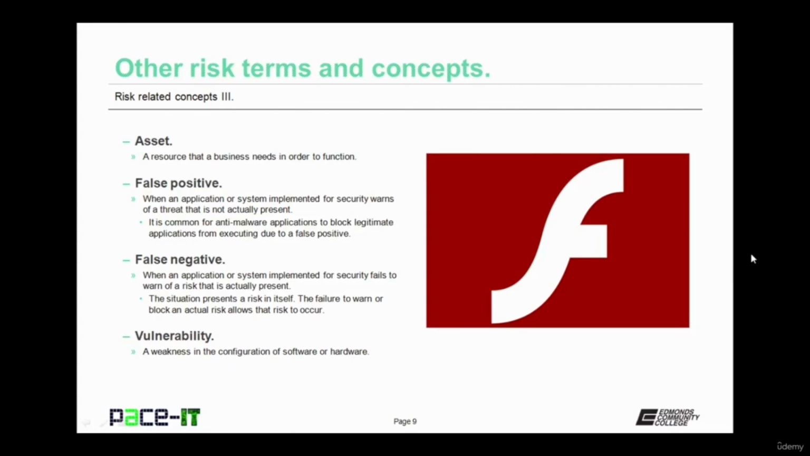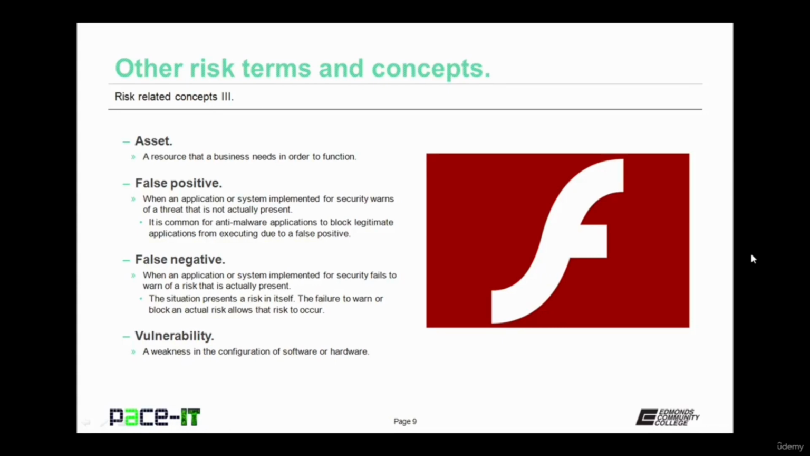Then there's the false negative. This is when an application or system implemented for security fails to warn of a risk that is actually present. While false positives may be an annoyance, false negatives are dangerous. The situation presents a risk in itself. The failure to warn or block an actual risk allows that risk to occur.